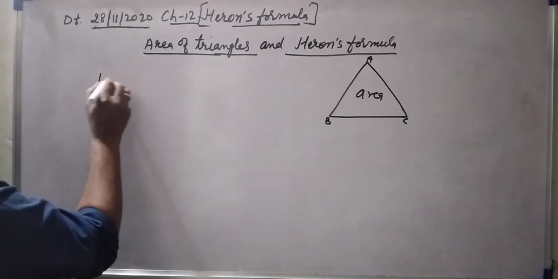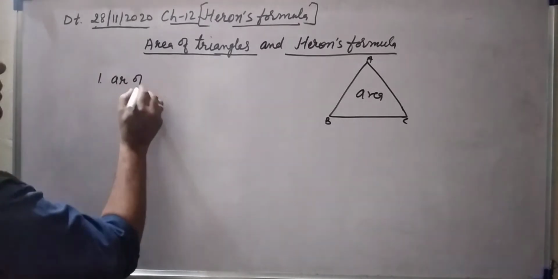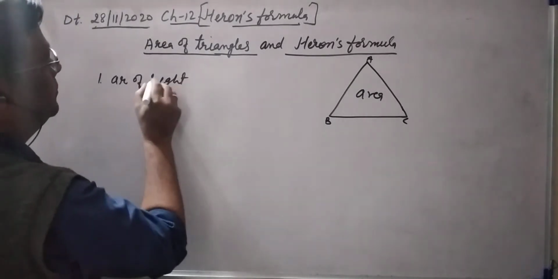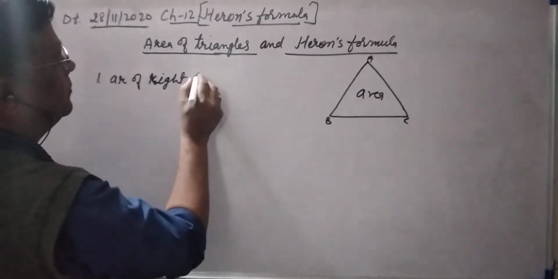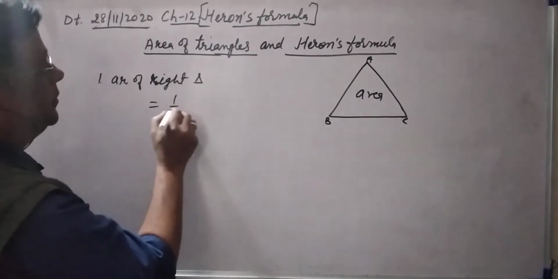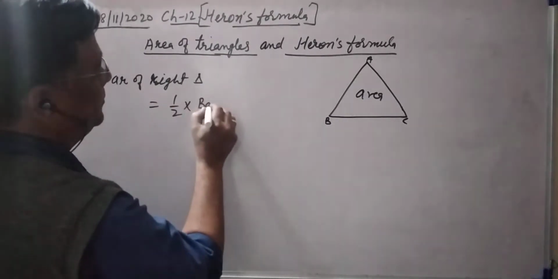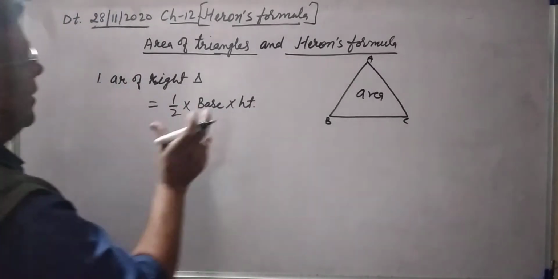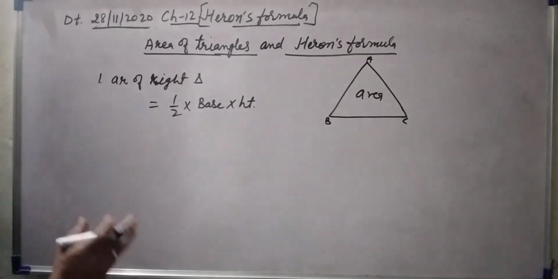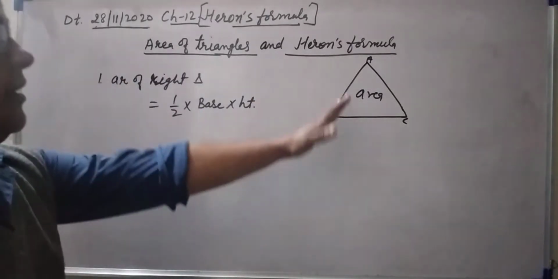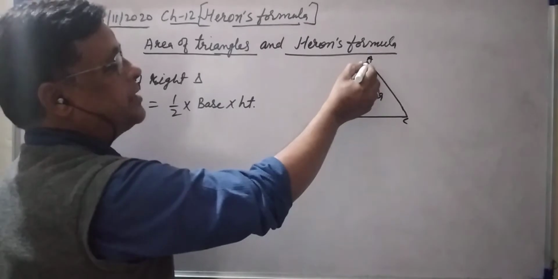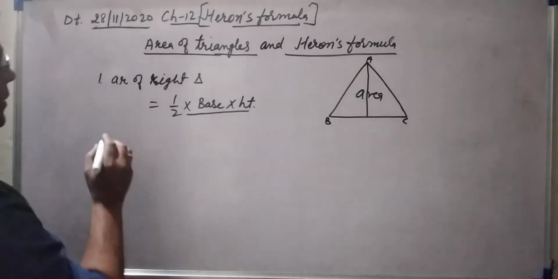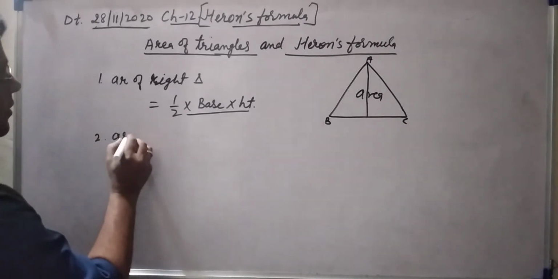So first we take the area of a right triangle. That is half base into height, or the area of a triangle, a simple triangle, meaning not a specified triangle. If we have the base and height, then we use this formula to find the area of a triangle.